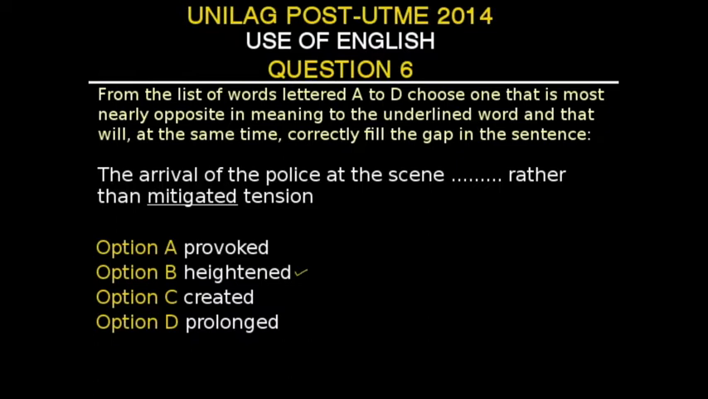Now, provoke cannot be the correct answer, because provoke would mean that the arrival of the police was what initiated the tension, and so that would be wrong. And that goes the same for option C, created. Option D, prolonged, does not necessarily mean that the tension got a lot more intense than it actually was. It might just have remained the same, only it took a longer time to settle. So that isn't a clear winner in this case. And so option B, heightened, is our best fit.